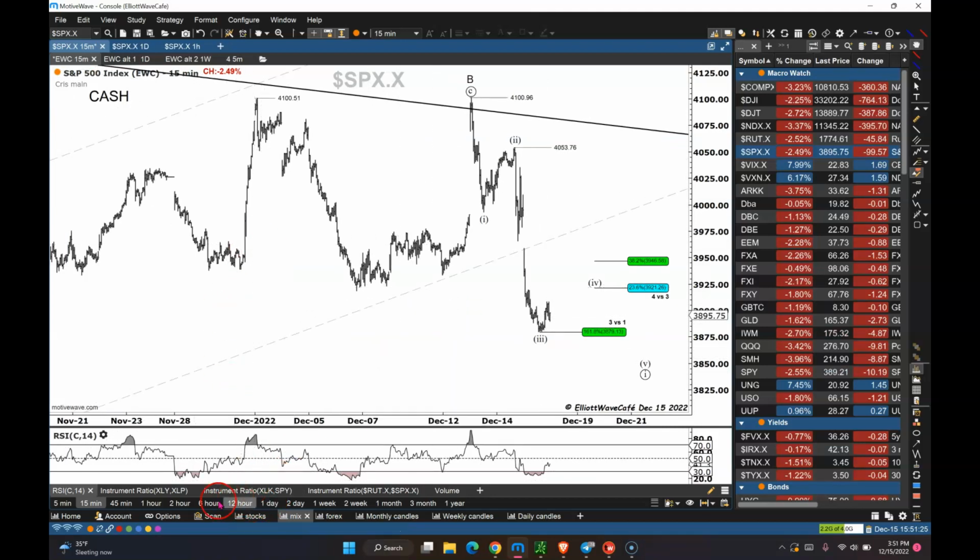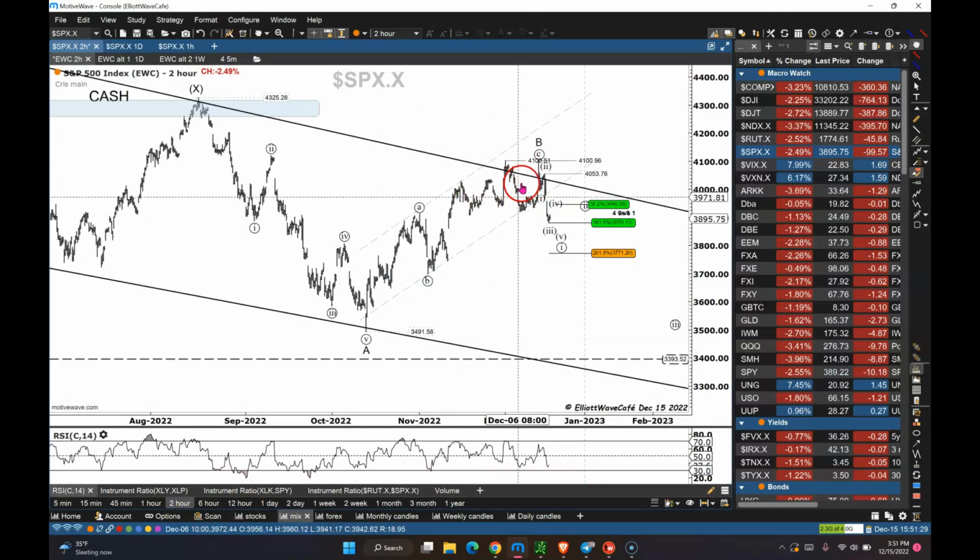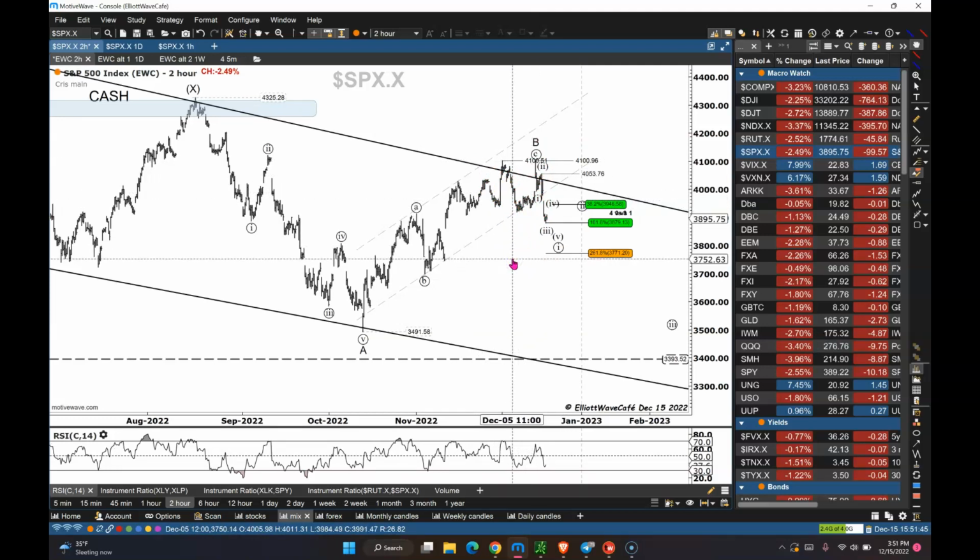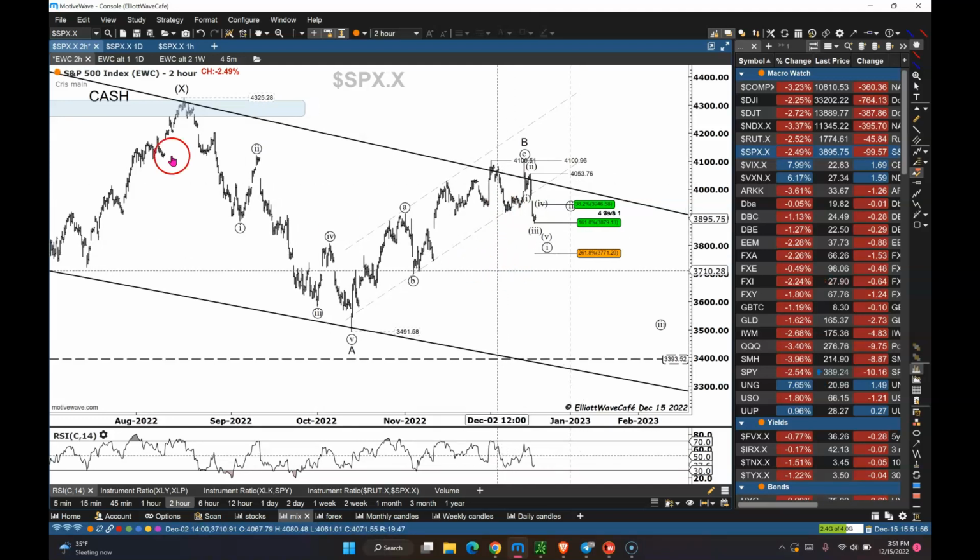A very ugly count, very ugly structure here, this whole thing. That's why I still have it here as an ABC, but I think it's better as a WX, and then a big A wave in here, with a triangle or a flat in B, and then push higher in a wave C, because it's got this kind of expanding look. So that's where we are on the S&P 500.